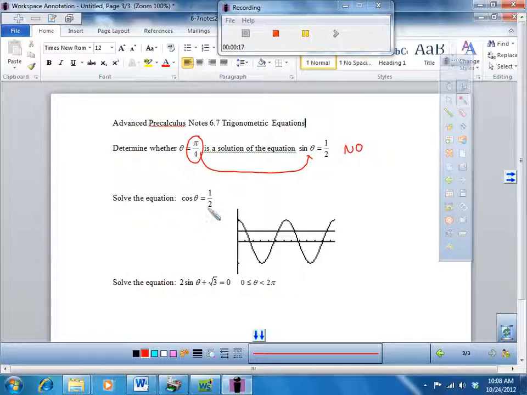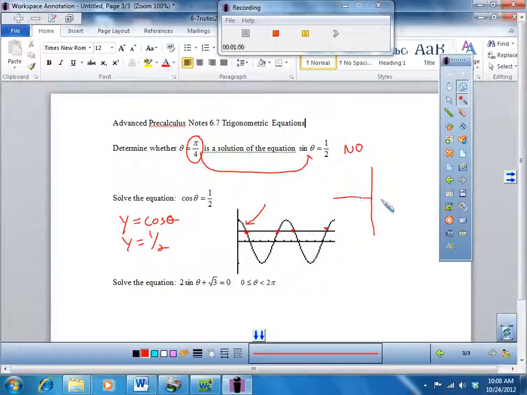Okay. So this is a little bit different, and what we're showing you here is the graph. But cosine theta equals 1/2. So the way you could do this, if this were a calculator part of the test, which it's not going to be, is like saying y equals cosine of theta, and y equals 1/2, and seeing where those two things cross. Well, they cross here, and here, and here, and here, forever and ever, right? But algebraically, the way you do that is you look at your unit circle.